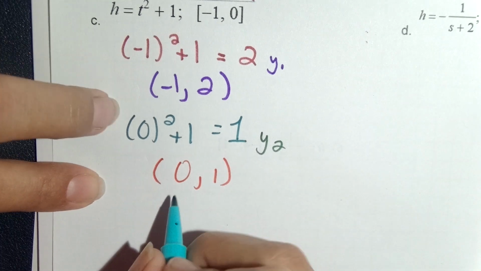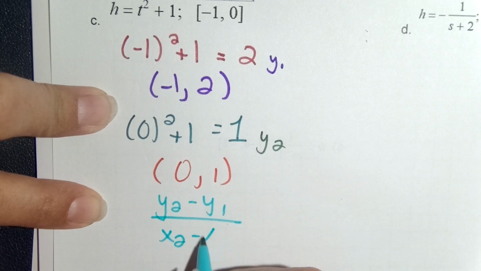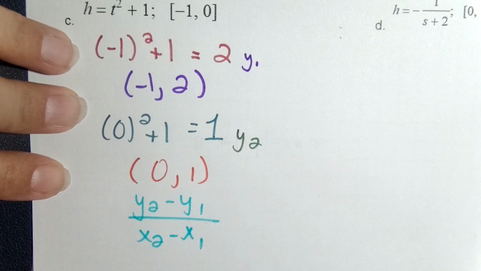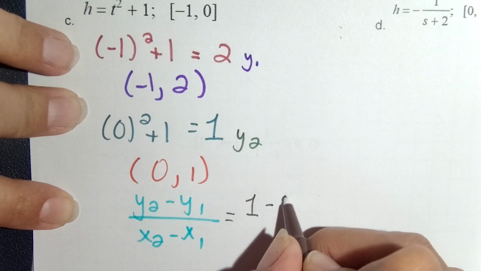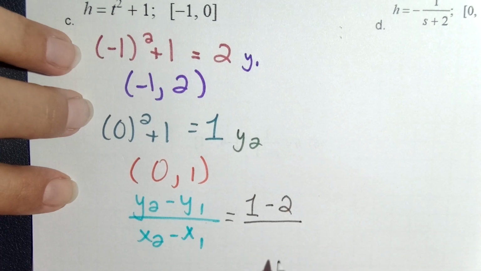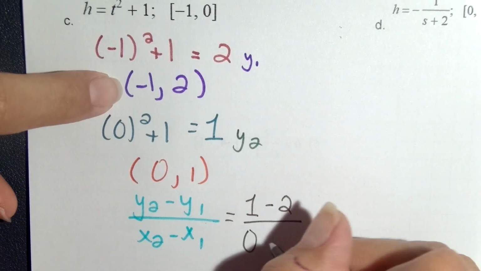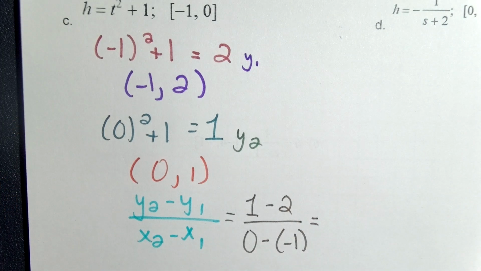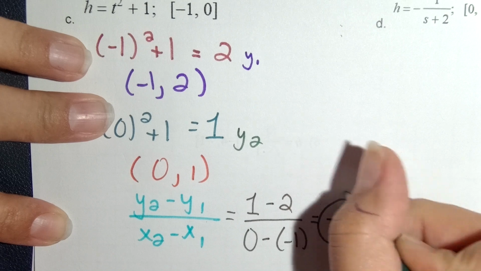So we're going to use the slope formula. Remember, slope formula is y2 minus y1 over x2 minus x1. I guess I should have said that in the first example. y2 is 1, y1 is 2, x2 is 0, and then negative 1. Questions? When you substitute that or plug that into your calculator, we get negative 1.